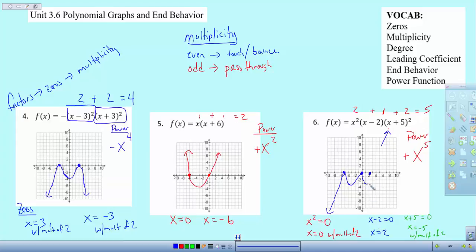And this time, I just have a single zero at positive 2. It doesn't have multiplicity, so I pass through. So that's my rough sketch when I'm given my factors and I want to find my zeros and utilize my multiplicity.